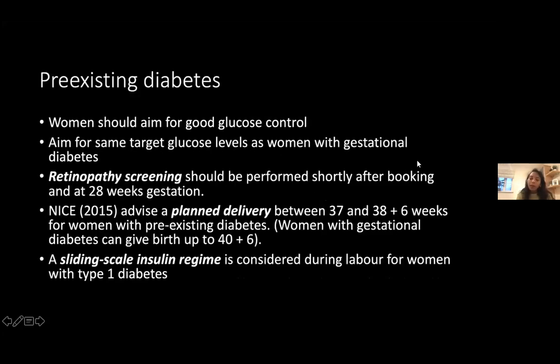For women with pre-existing diabetes, obviously they should aim for good glucose control. And it's the same target glucose levels as women with gestational diabetes, exactly the same. And they also need to have a look at their retinas just to make sure that everything's all right there. And so NICE advise a planned delivery between 37 and 38 weeks for women with pre-existing diabetes, and a sliding scale insulin regime needs to be done for women with type 1 diabetes during labor.